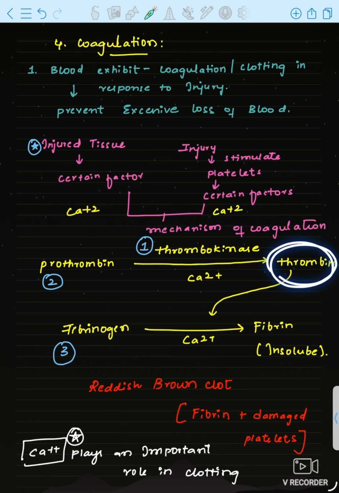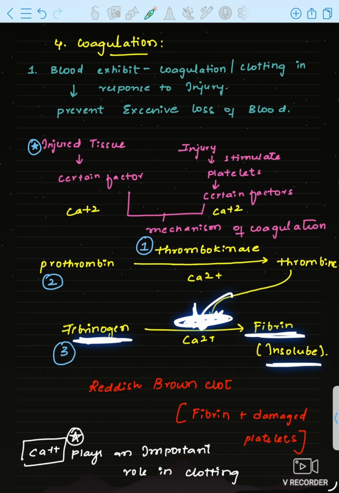Now this activated thrombin will act as an enzyme. It converts fibrinogen to fibrin, which is insoluble in the presence of calcium. And what happens? Fibrin is insoluble and it forms a reddish brown clot which includes fibrin and damaged platelets. Okay, this is the process.